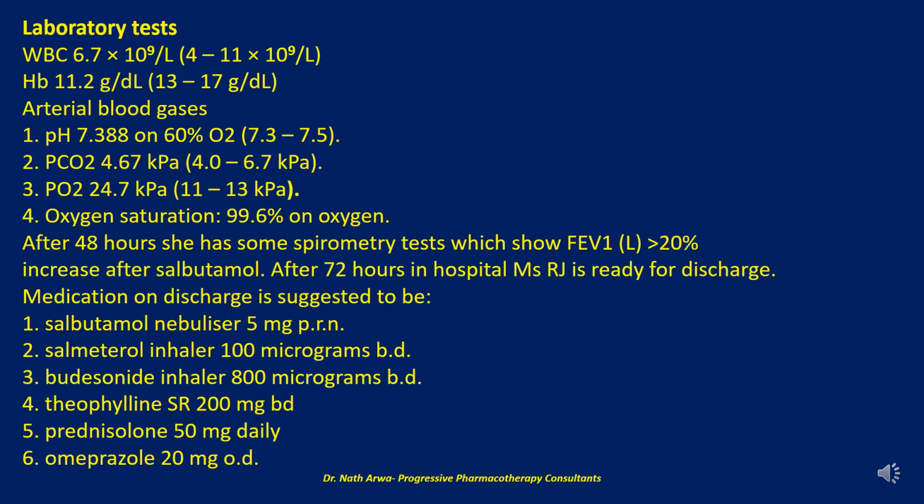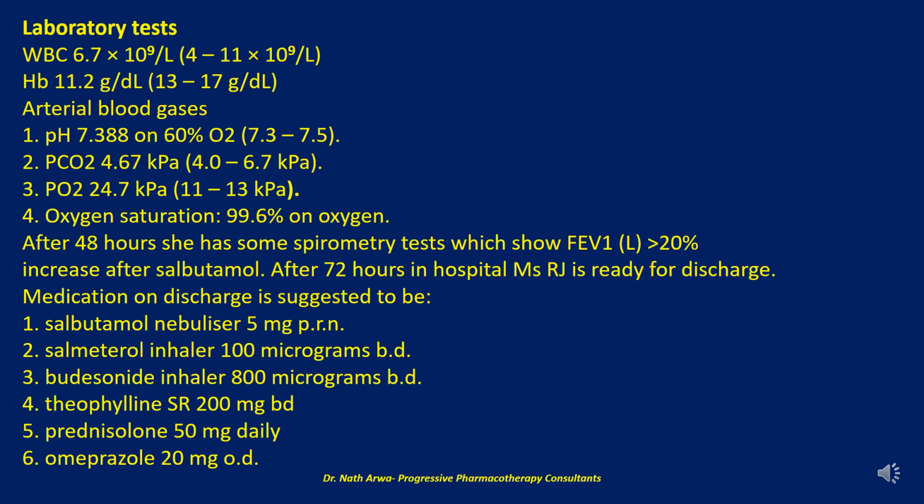Arterial blood gases: 1. pH 7.388 on 60% O2. The normal range is 7.3 to 7.5. 2. A PCO2 of 4.67 kilopascals. The normal range is 4.0 to 6.7 kilopascals. 3. A PO2 of 24.7 kilopascals. The normal range is 11 to 13 kilopascals. 4. Oxygen saturation of 99.6% on oxygen.